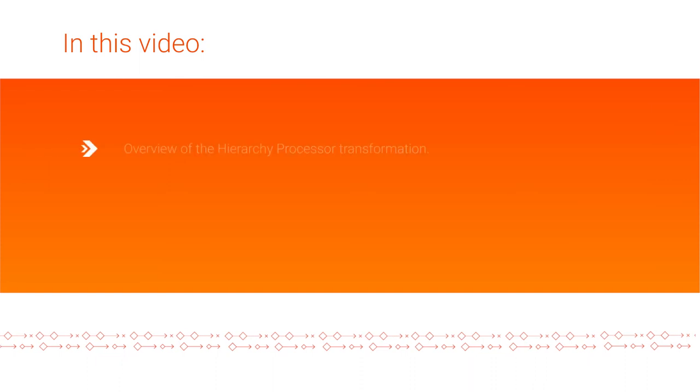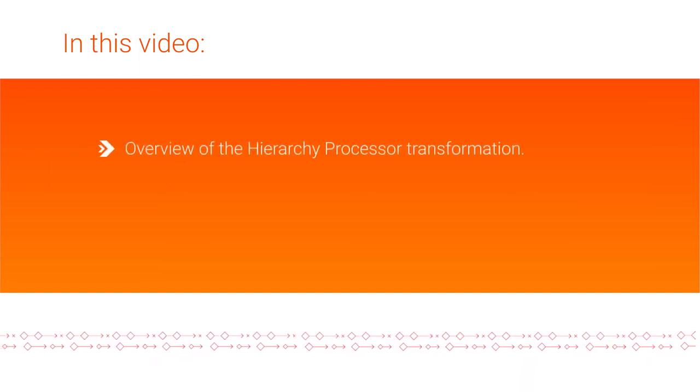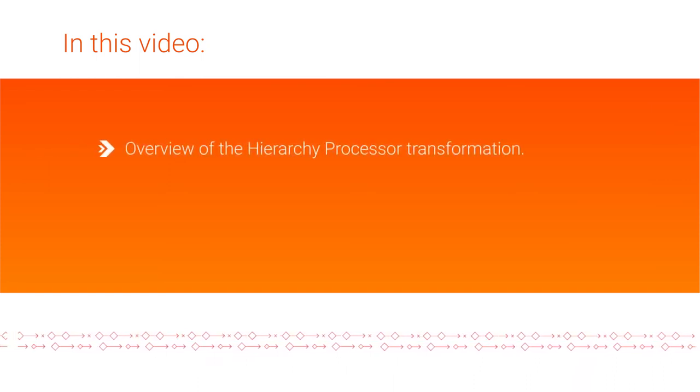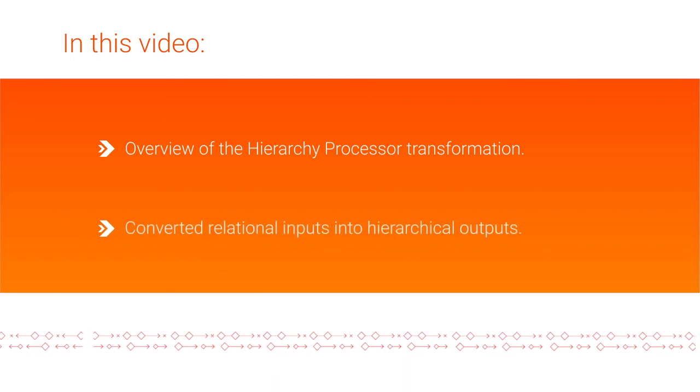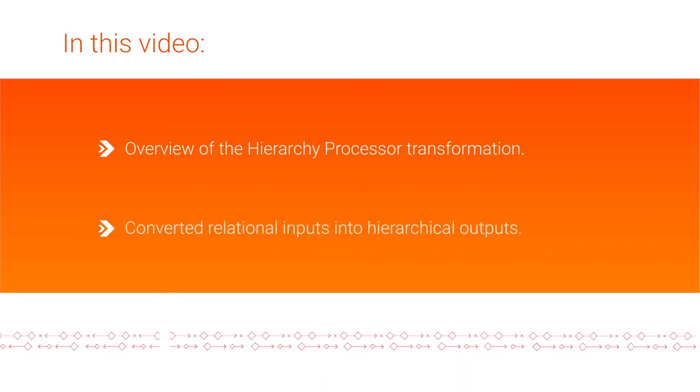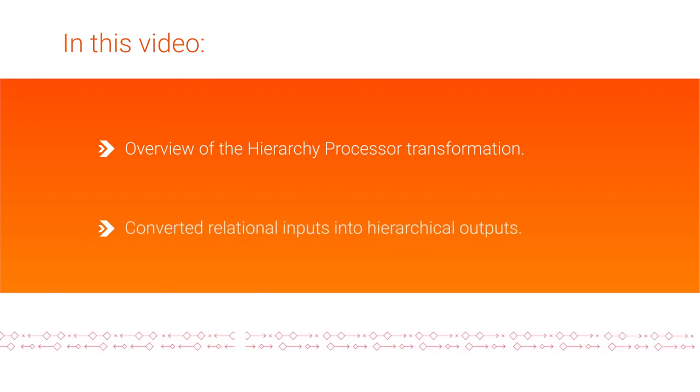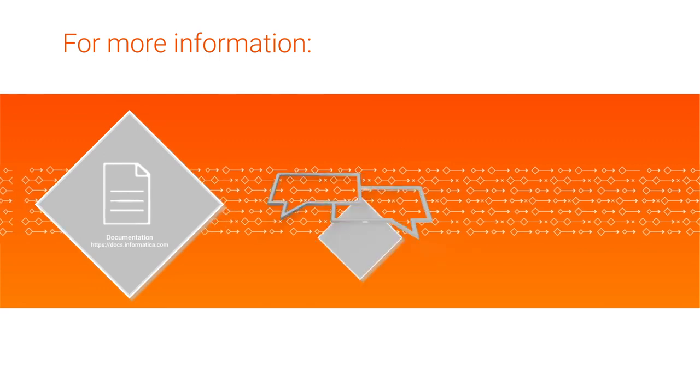In this video, we saw an overview of the hierarchy processor transformation and showed how to convert relational inputs into hierarchical outputs in Cloud Data Integration Elastic. For more information, check out the documentation for the hierarchy processor transformation in the Data Integration Help.